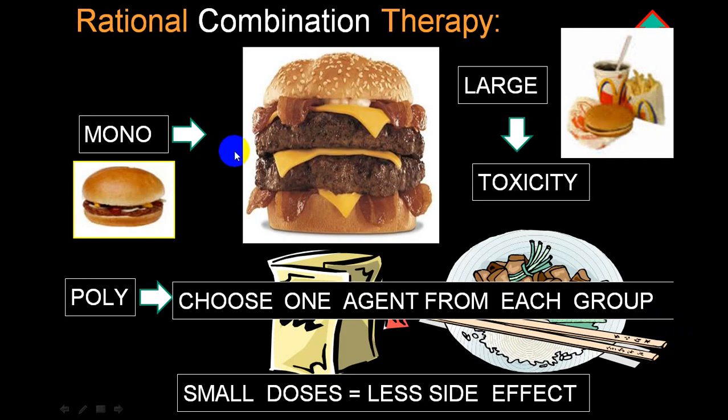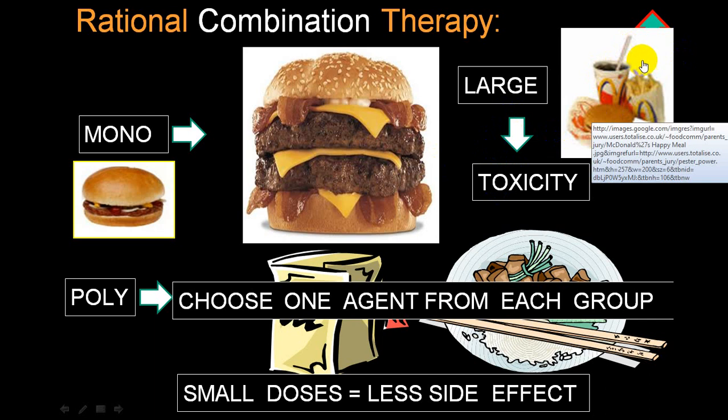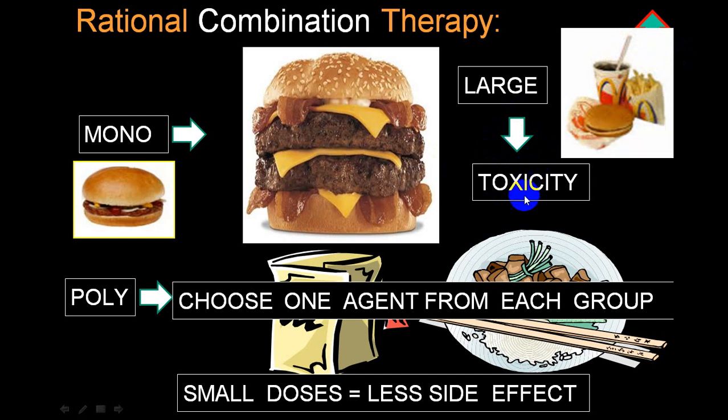Now this is one simple thing. Start with mono; if not controlled, go to poly, meaning add on one. So always use a small dose. Don't use a toxic dose. The larger the dose, the more the toxicity. If you combine more and more toxic material, you get more and more chance of toxicity.